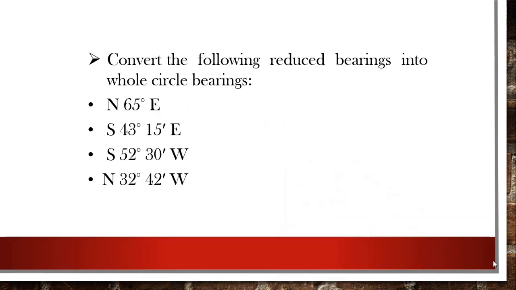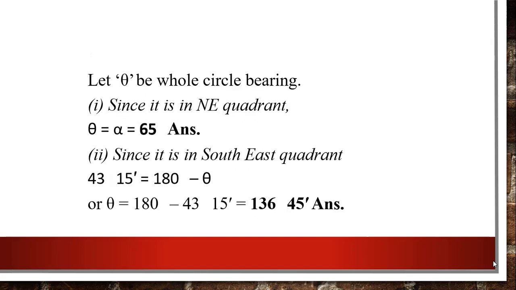Now, begin with the second numerical. In this numerical, you have to convert the reduced bearing into whole circle bearings. So, number 1 is north 65 degree east. Second is south 43 degree 15 minutes east. Third is south 52 degree 30 minutes west. And the last one is north 32 degree 42 minutes west. So, here is the solution.